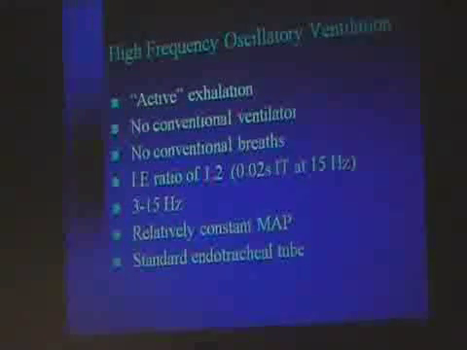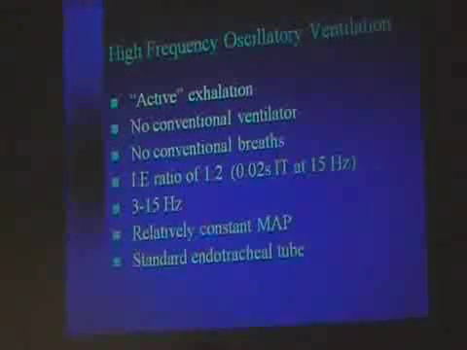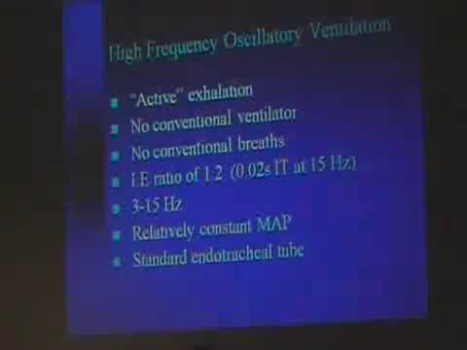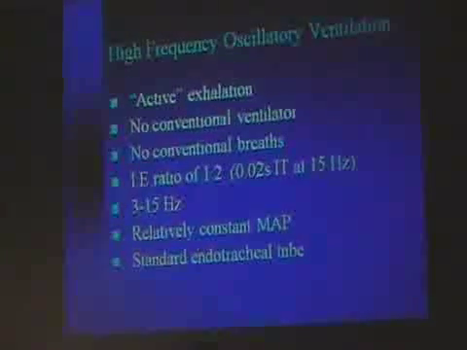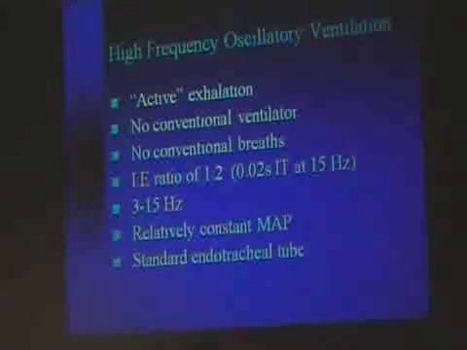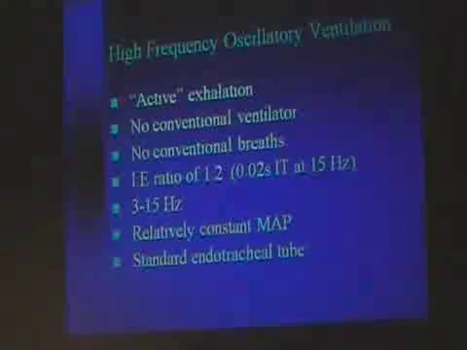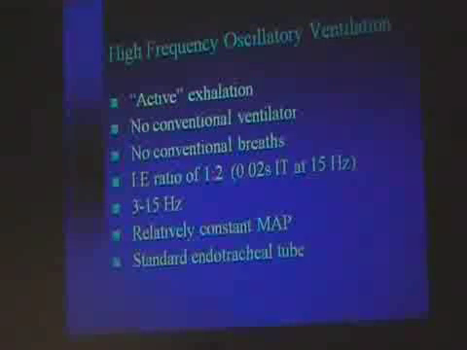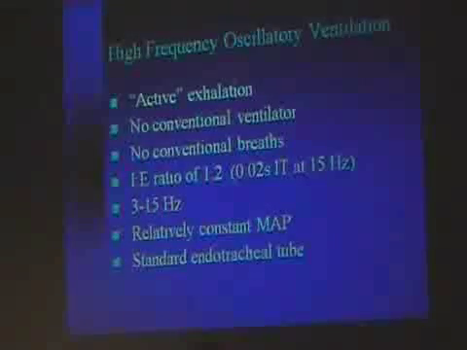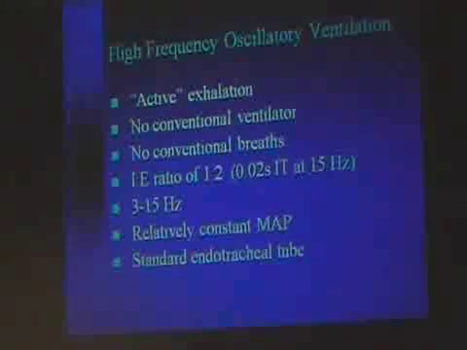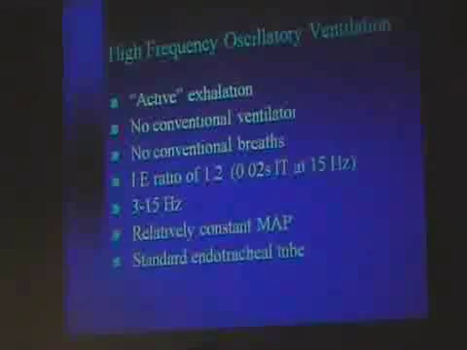An oscillator gives us a relatively constant mean airway pressure. It's something that we set. It's not a result of that formula that we talked about last time. Remember that on conventional ventilation, your mean airway pressure is a combination of many things. It's a combination of your peak, which as we know is the most important thing of all, but it also adds in the peak inspiratory pressure, the inspiratory time, the expiratory time, and the rate of the ventilator. On an oscillator, we set a mean airway pressure. We also use the standard endotracheal tube.